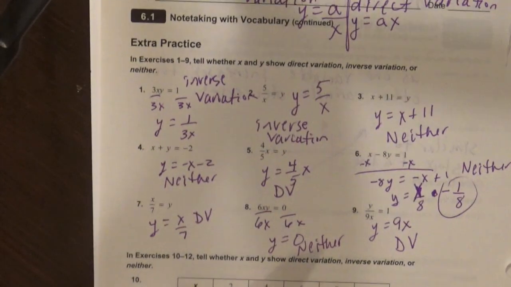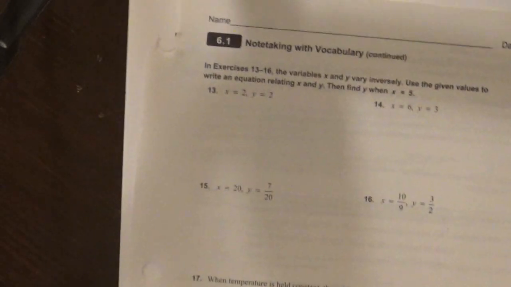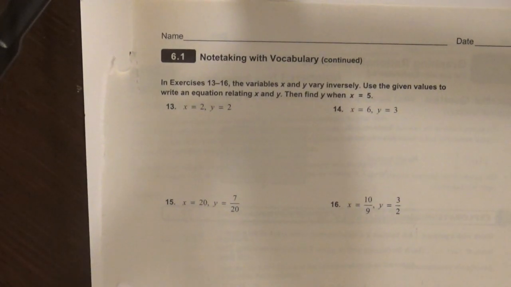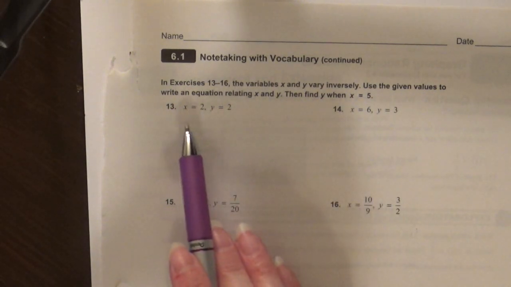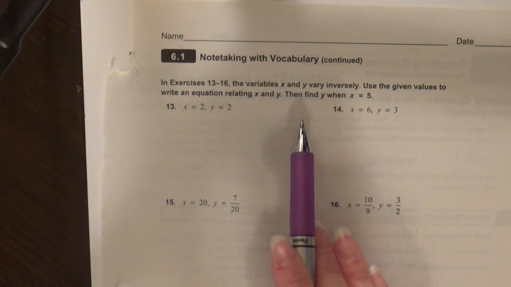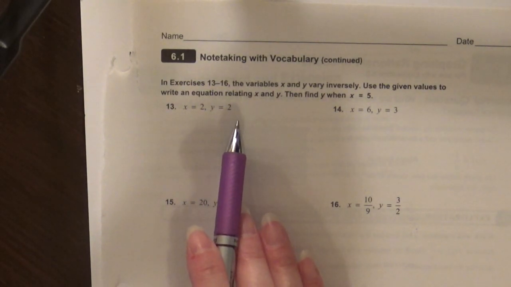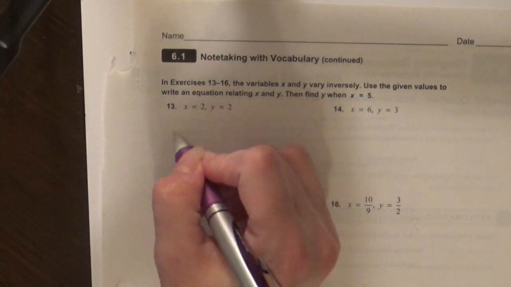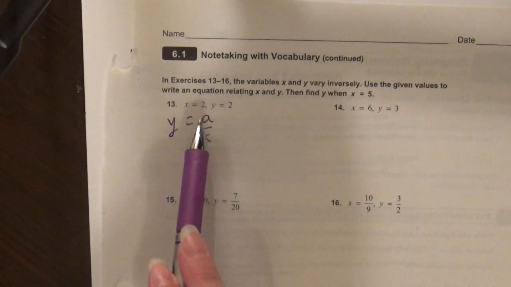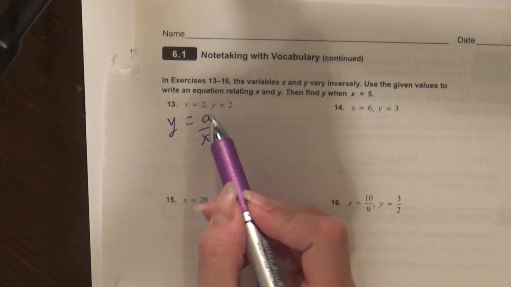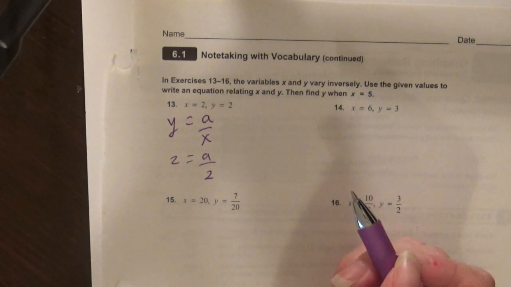I'm going to skip the tables and just move on to the next topic. So we're going to go on to number 13. In number 13, they tell us the variables x and y vary inversely. Use the given values to write an equation relating x and y, then find y when x equals 5. Okay, so if x and y vary inversely, then you can write it in the form y equals a over x. I'm going to substitute in the numbers that I was given. So 2 goes in for x, 2 goes in for y. That allows me to solve it for my constant a.